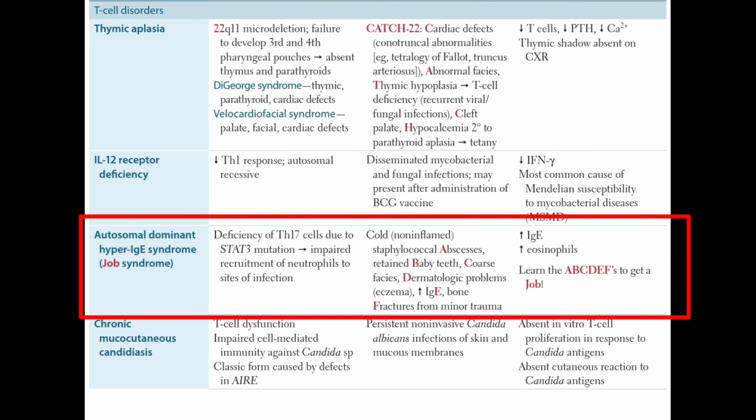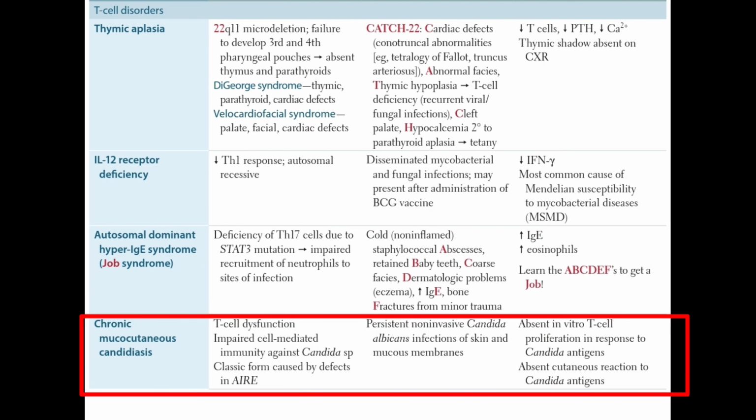The main presentation in Job syndrome is cold, non-inflamed staphylococcal abscesses, retained baby teeth, coarse facies, and dermatological problems like eczema. There is an increased amount of IgE in the serum. There are bone fractures from minor trauma. The findings in Job syndrome are increased IgE and increased eosinophils. So these are the findings in Job syndrome.